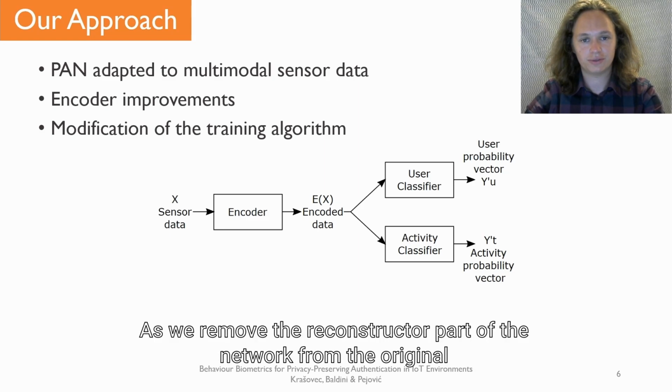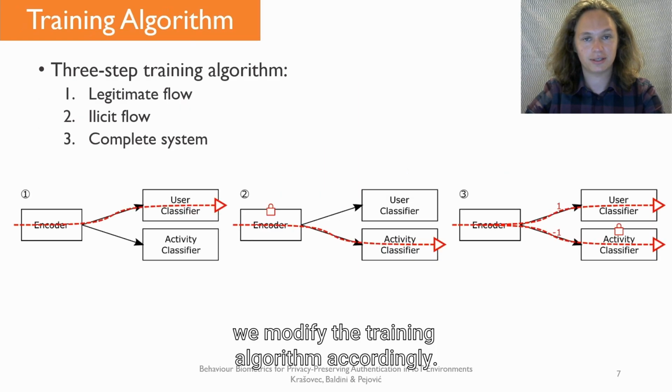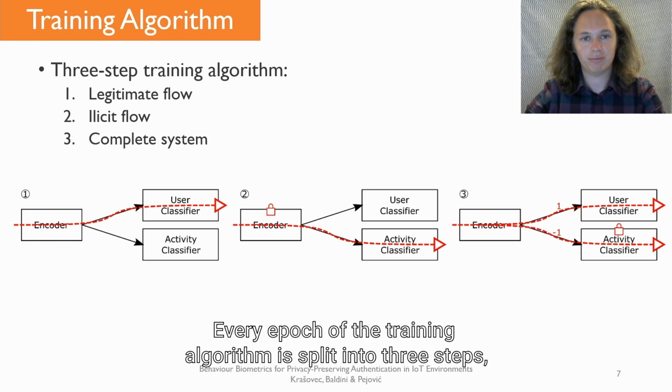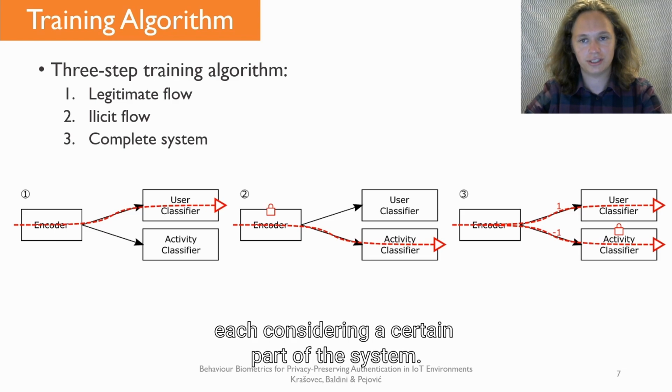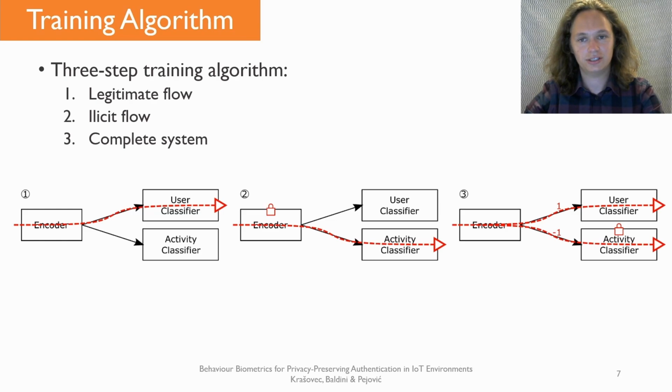As we remove the reconstructor part of the network from the original Privacy Adversarial Network, we modify the training algorithm accordingly. Every epoch of the training algorithm is split into 3 steps, each considering a certain part of the system. We utilize categorical cross-entropy loss function in every step of the training.